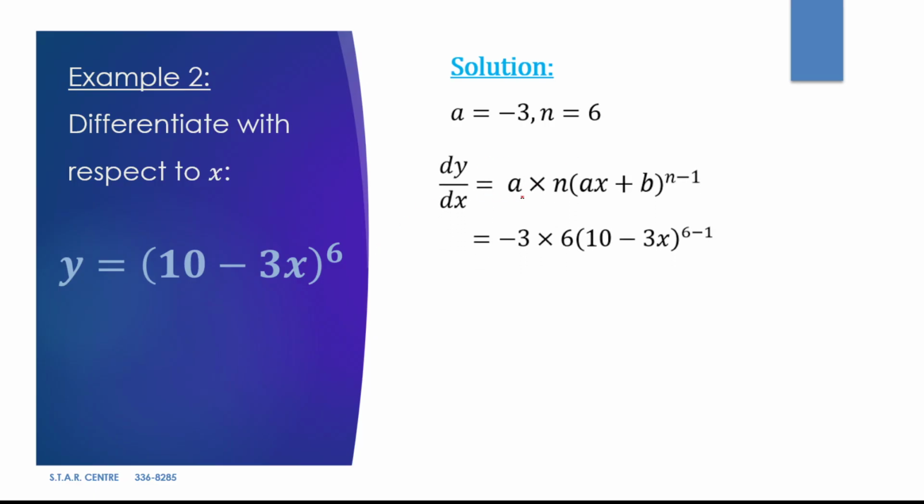So using our rule for differentiating and substituting the values of a and n would give us minus 3 multiplied by 6. In brackets, we have the function left as it is, 10 minus 3x, and then we subtract 1 from the power. Simplifying, that would give us minus 18. Again, brackets remain the same, and for the power, 6 minus 1 gives 5, and this is our final answer.